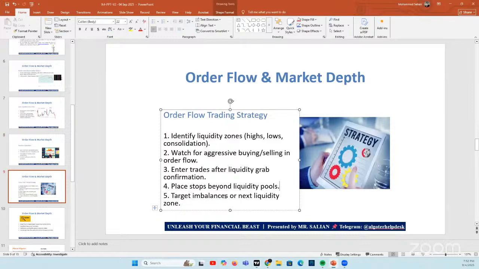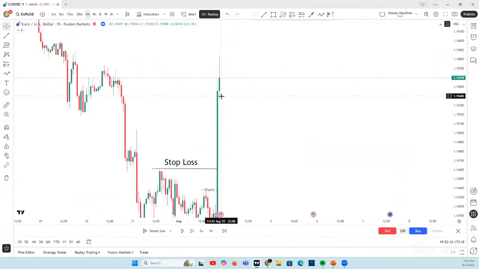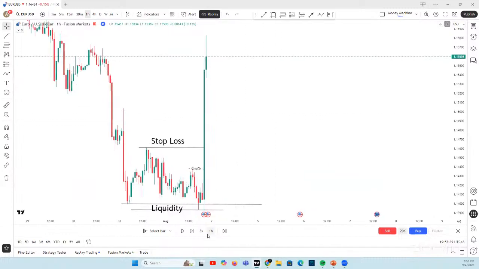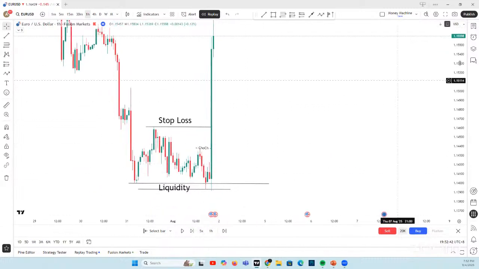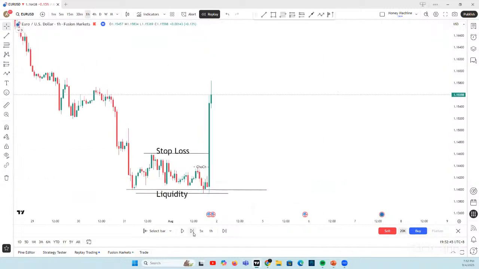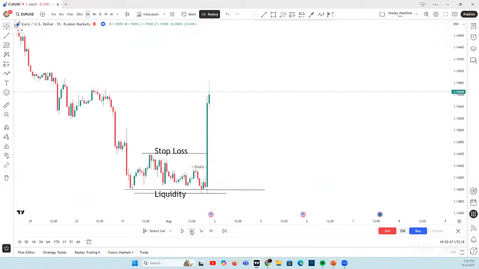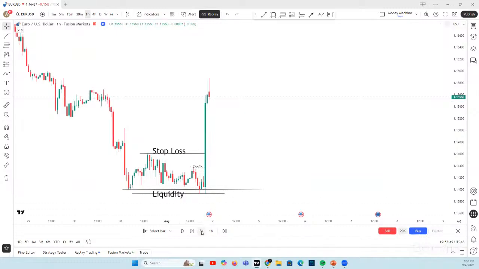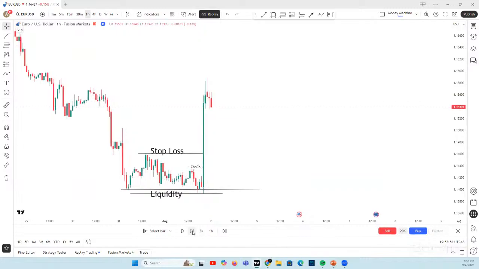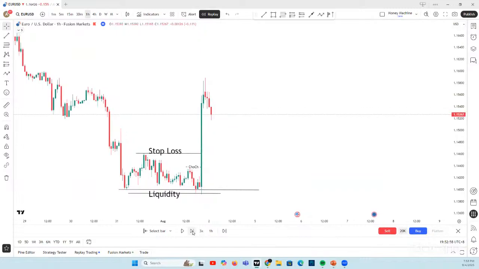Target imbalances. What are the imbalances we are talking about? FVGs, right? Or the next liquidity zone. Okay, let's do that now. So once you have that, you expect a pullback, right? So where is the pullback? Let's check out more price action. Okay, you see, that's the pullback.